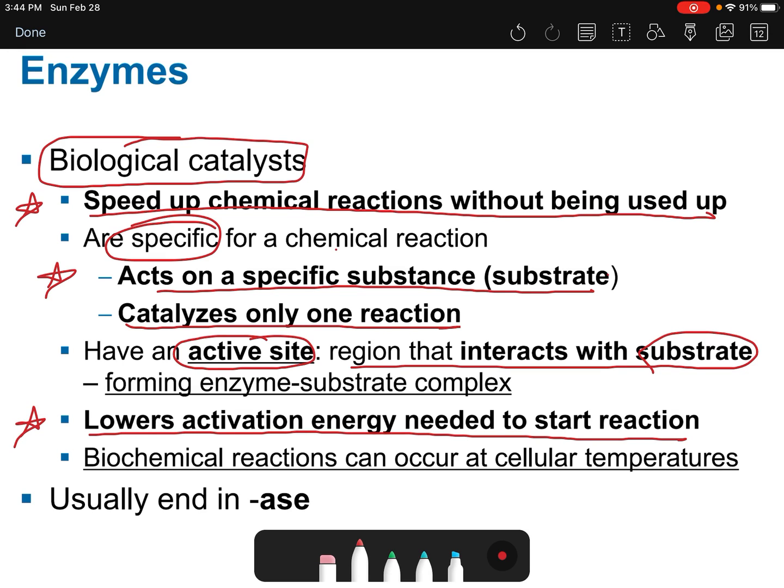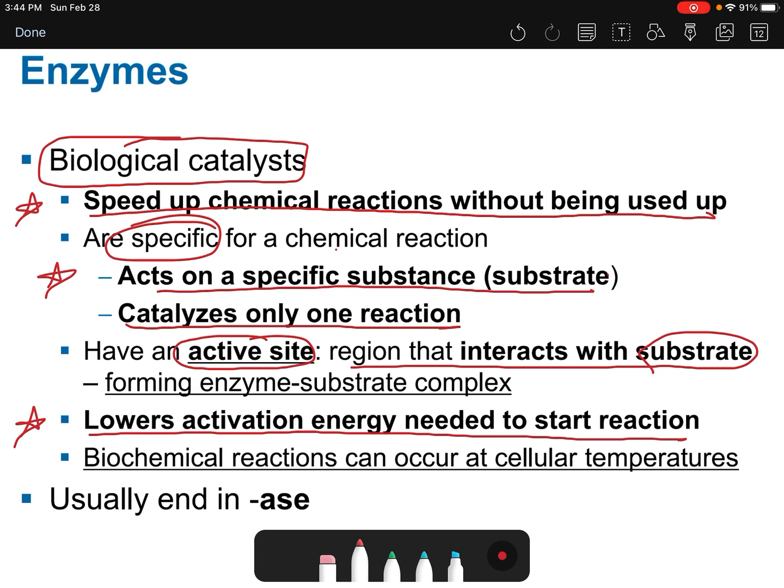Again, we can't just use heat. If we were to go into the lab room, we could fire up a Bunsen burner or a hot plate and we could heat up our substance and get that reaction going. You can't do that to your cells. You can't just heat them up. Otherwise, you would destroy the proteins. They would denature and it just would destroy your cell.